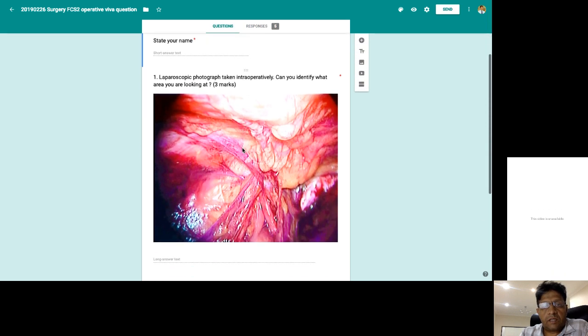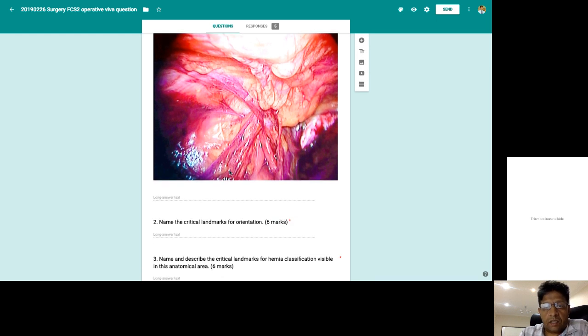Basically, this was a laparoscopic photograph taken intraoperatively. Can you identify what areas you're looking at? It's a little bit tricky, but this is the pubic symphysis here. We're looking at the left inguinal region. That's the deep inguinal ring there. This is the anterior abdominal wall. This is a pre-peritoneal space picture.